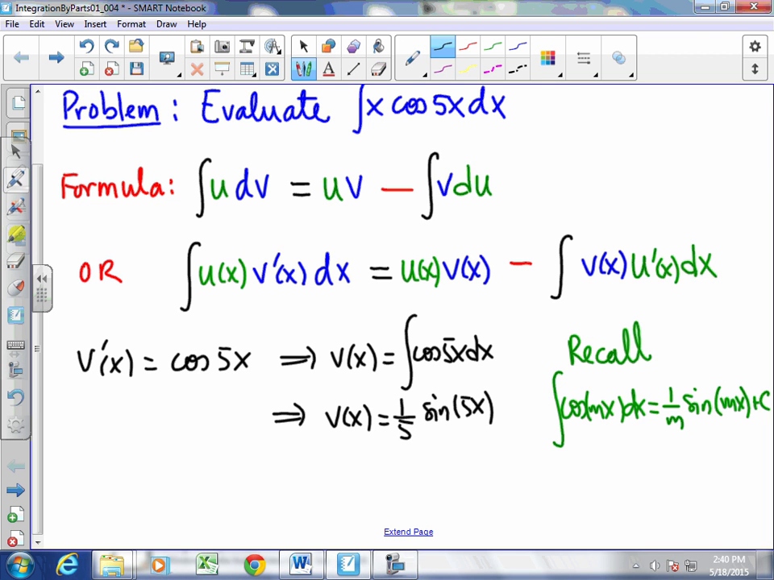And since in the formula of integration by parts we do have an integral on the right hand side, we do not need the constant term. So I'm going to omit it. We take it out. And we also say that when v prime of x is cosine 5x, the other factor is u of x, which is x. It means that u prime of x is 1.